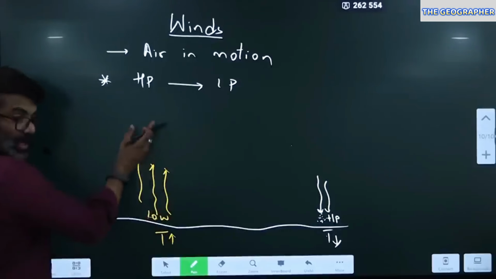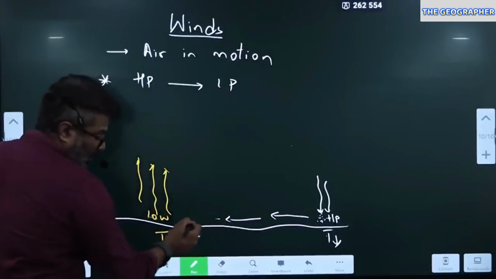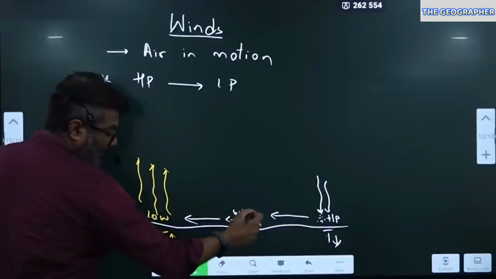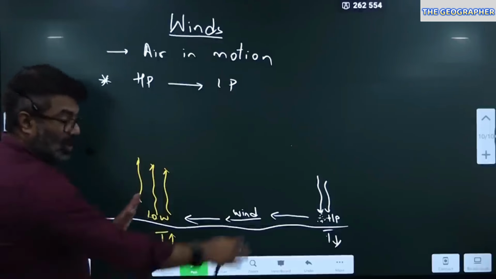This air is going up. In order to occupy this space, air from high pressure starts moving like this, from high pressure to low pressure. This is called wind. Simple words.